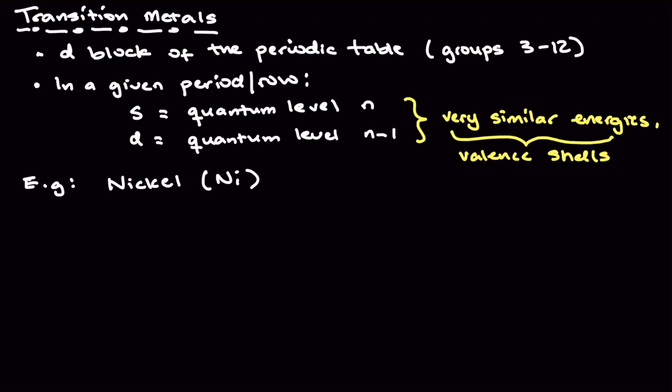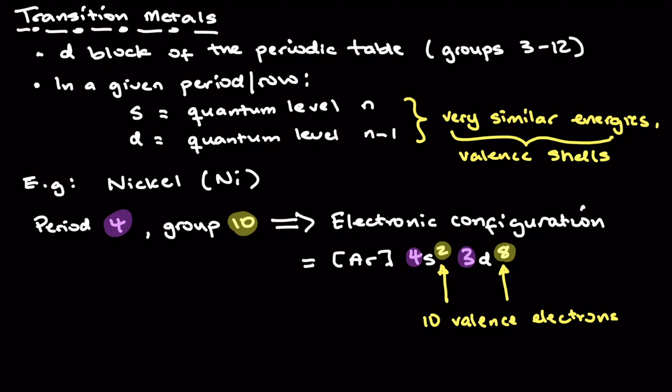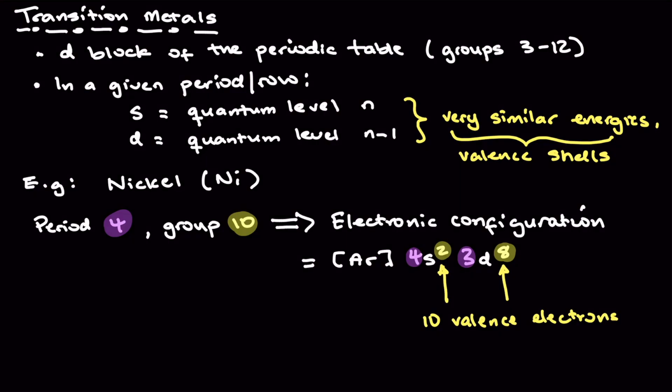So let's use an example. So find nickel on the periodic table. Nickel is on row 4 or period 4 and group 10. The electronic configuration of nickel can be written as all the electrons and electronic configuration from argon, which was the noble gas 1 row above on period 3, including 2 electrons in the 4s orbital and 8 electrons in the 3d orbital. The 4 and 3 represent the quantum levels that your s and d orbitals respectively are existing in. So once again, the 4 matches the period 4 for the s orbitals. The 3 is 4 minus 1 for the d orbitals. However, we count all the electrons in the 4s and the 3d as all valence electrons. So in this case, there are 10 valence electrons in a neutral nickel atom.